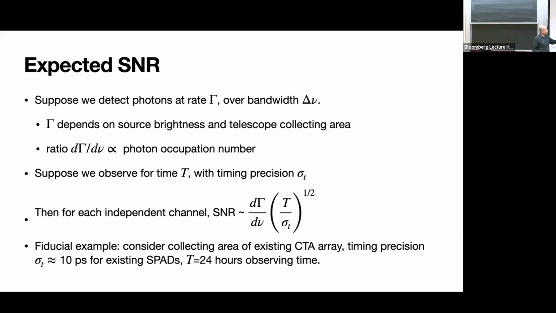For those forecasts, the assumptions I'll be making are a total collecting area equal to the existing CTA array. This is one of these Cherenkov telescope arrays. A timing precision of 10 picoseconds, which again is very mundane nowadays for these SPAD detectors, and also 24 hours observing time.